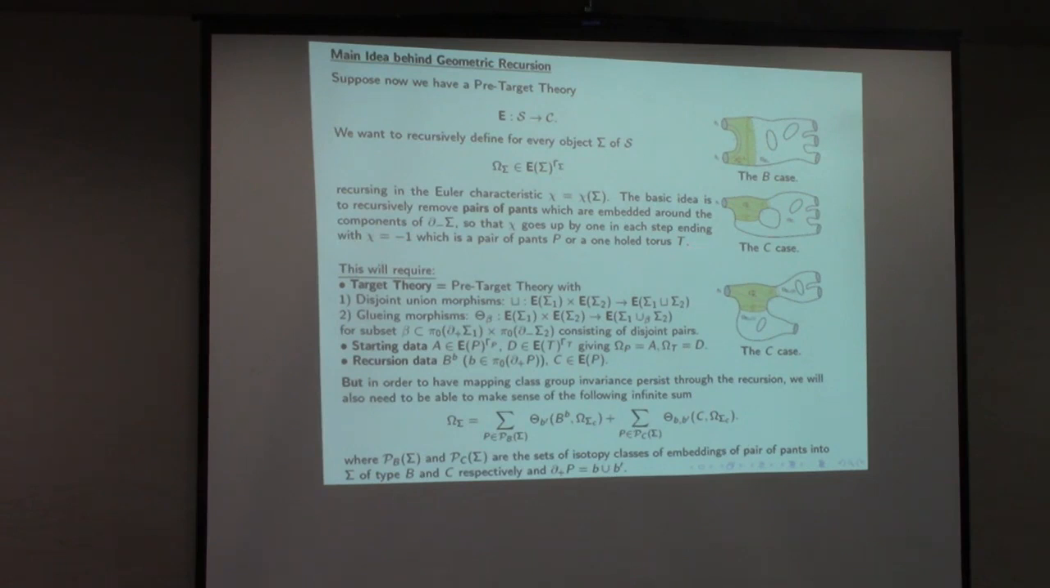And so, of course, in order to run the recursion, we need a target theory. A target theory has this disjoint union bilinear map, and it has this gluing map, which is also a bilinear map. We have some starting data, which is the thing for the pair of hands and the thing for the one-hole torus. And then we have this recursion data, which is B and C. And then we stick it into this formula here, where we sum over all pairs of hands of this B type, and we glue B to whatever we have recursively already constructed on the remaining surface, which is always called sigma C. Same thing in the C case here, and we sum this.